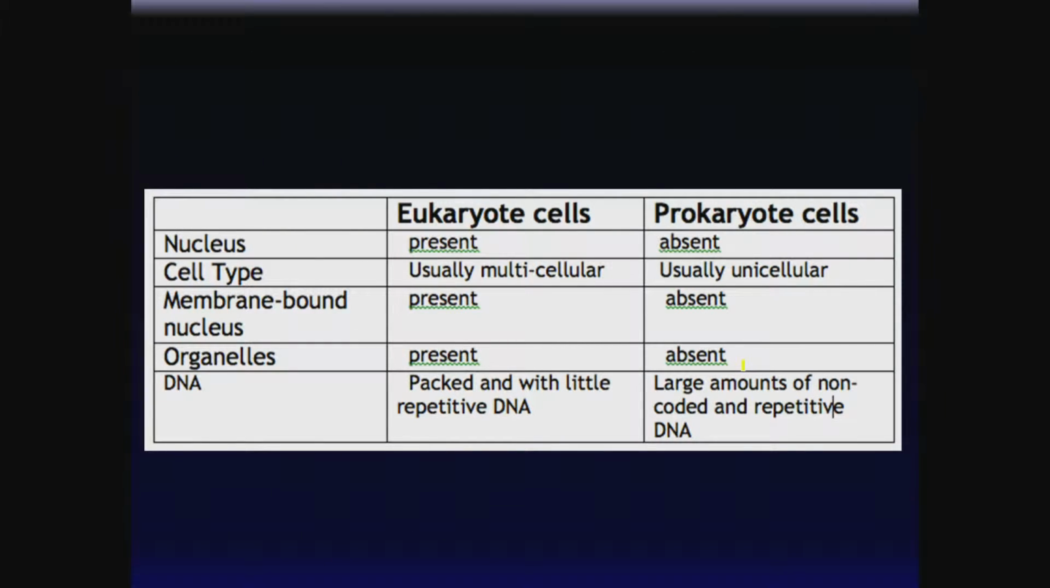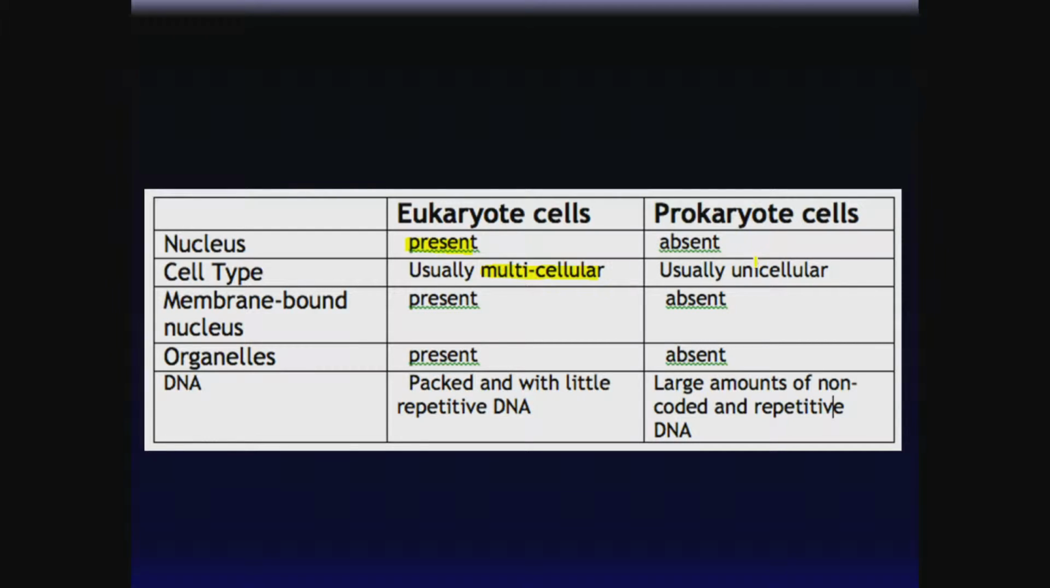So this is a summary of some of these features. Eukaryotic cells have a nucleus, right? Very important. And the nucleus is absent in the prokaryotic cells. And usually eukaryotic organisms tend to be multicellular, but they don't have to be. Like an amoeba, for example, or a paramecium, which is a unicellular organism, it's a eukaryote. So they don't have to be multicellular, but they usually are.